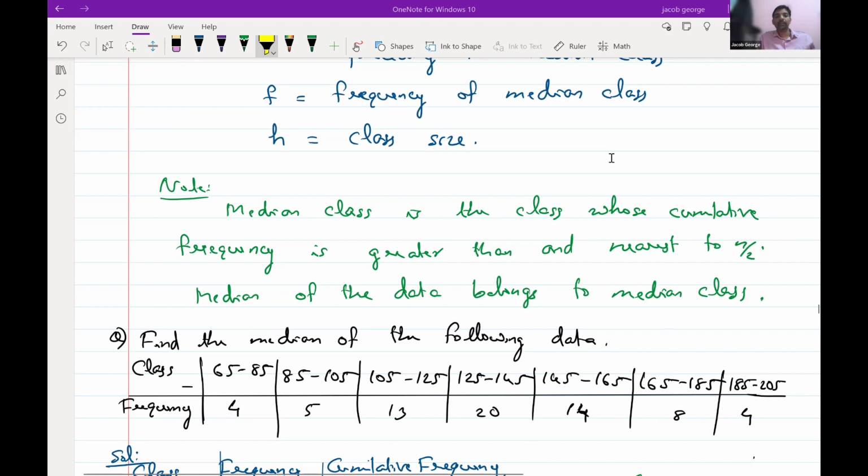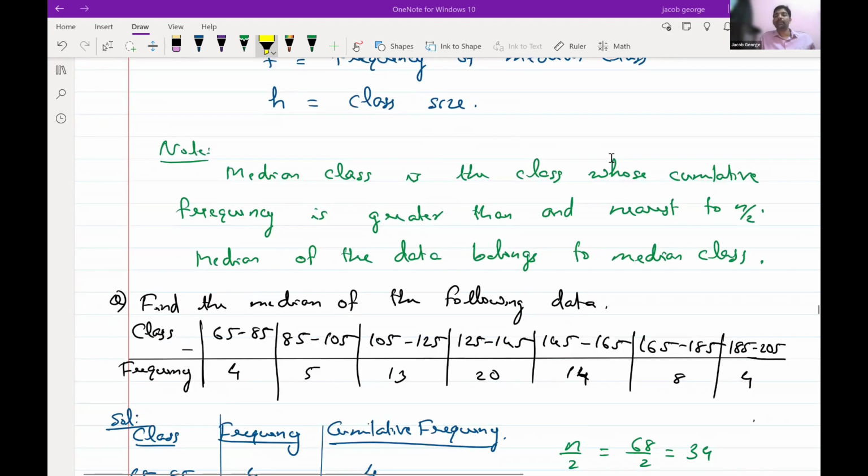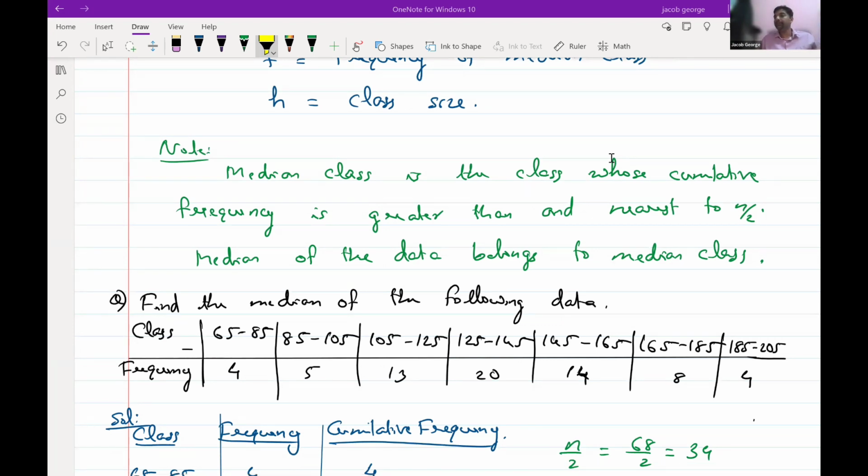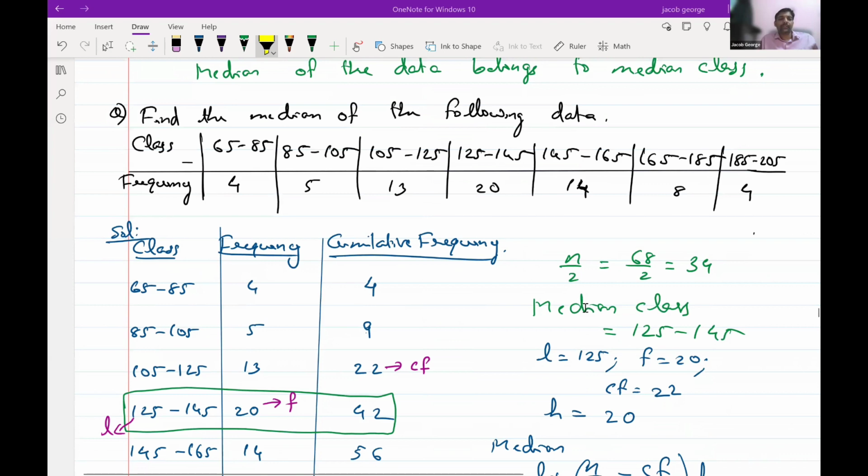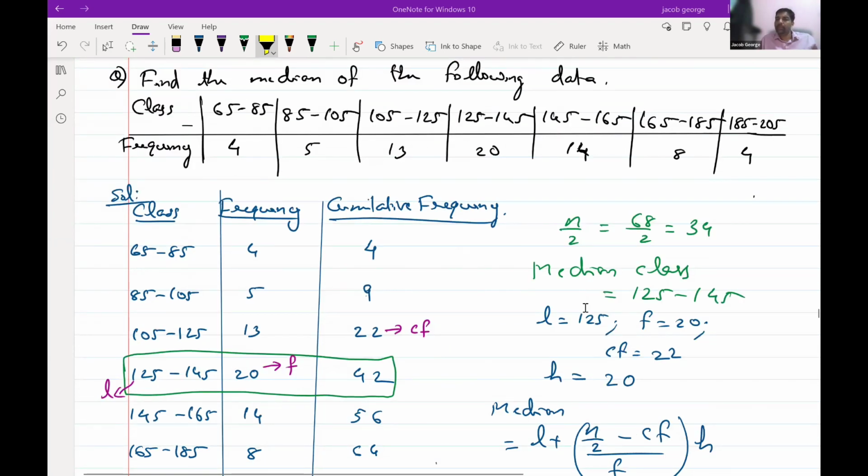So for median, we take the total frequency, which will be n, and we calculate n by 2. The cumulative frequency just greater than and nearest to n by 2, that class will be the median class. Okay, so look at the sum. You will get the idea from the sums only.